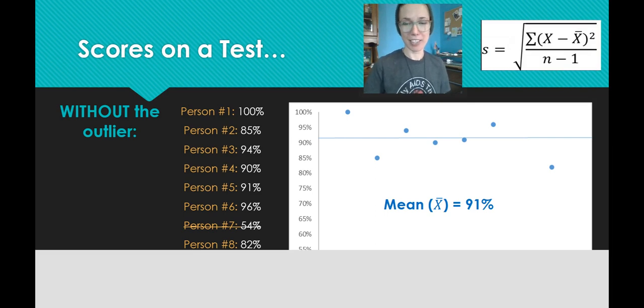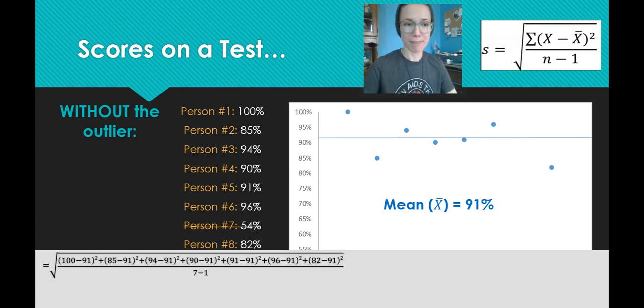Next step was standard deviation. Again, hit pause so you can practice. When you are ready, let's proceed. Check your answers with mine. Here's all my numbers plugged in.